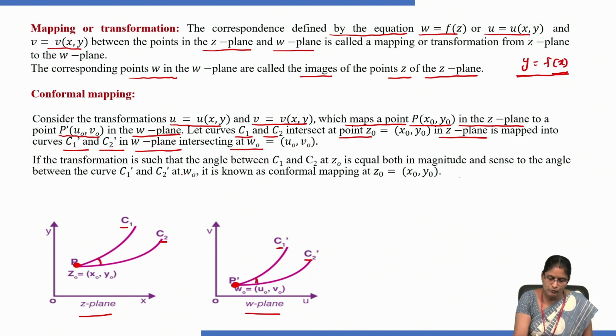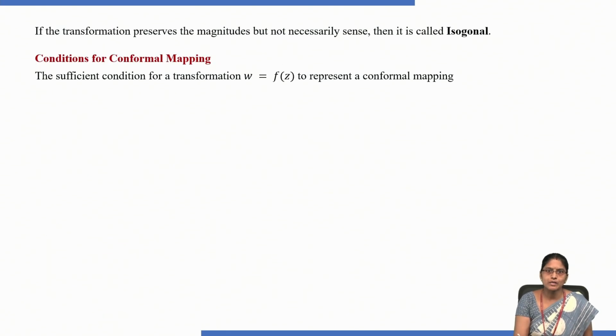So that means if the transformation is such that the angle between C1 and C2 at z naught is equal both in magnitude and sense, so both magnitude and sense means if the angle theta is 30 degrees, in w plane also it is 30 degrees. It is equal in magnitude and sense to the angle between C1 dash and C2 dash at w naught. So this type of mapping is called conformal mapping at z naught equal to x naught, y naught. If the transformation preserves the magnitude but not necessarily the sense, then it is called isogonal.